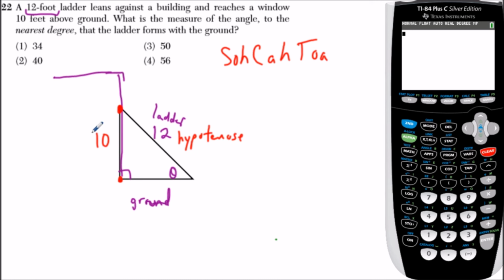This side is opposite of theta. So when you have the phrase opposite and hypotenuse bouncing around in your head, you're going to go with the function sine. So we have sine of angle theta equals 10 over 12. But in this case, we don't want to solve for the ratio. We want to know what is the actual angle.